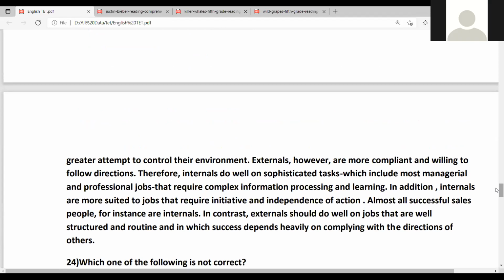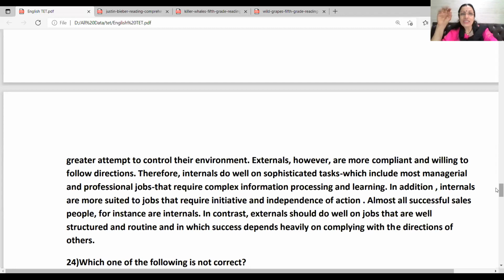In addition, internals are more suited to jobs that require initiative and independence of action. Almost all successful salespeople, for instance, are internals. In contrast, externals should do well on jobs that are well structured and routine, and in which success depends heavily on complying with the directions of others.